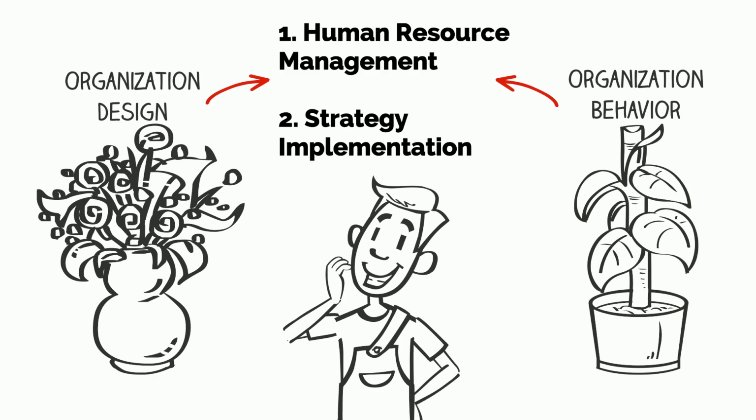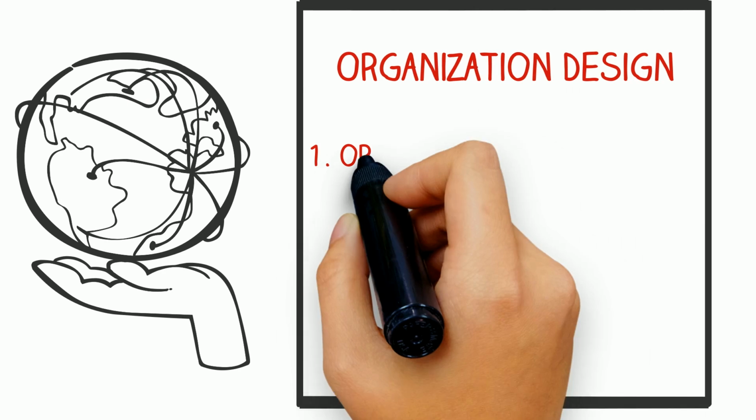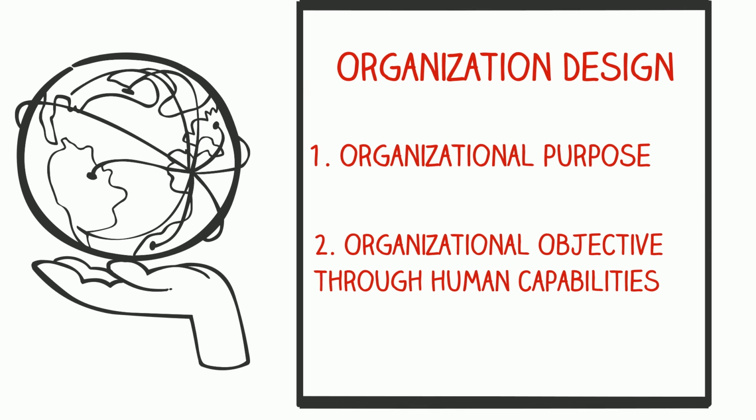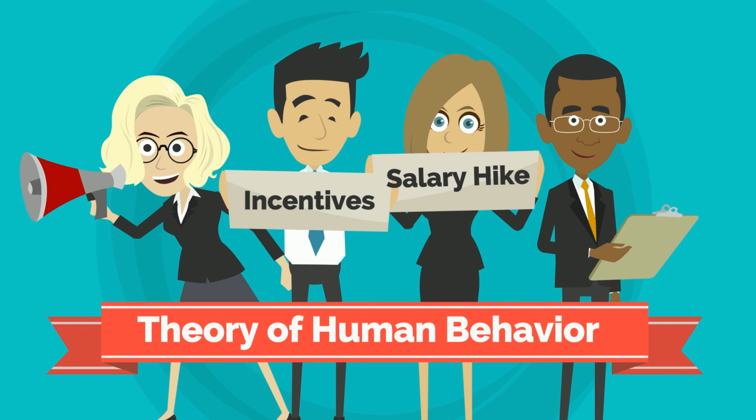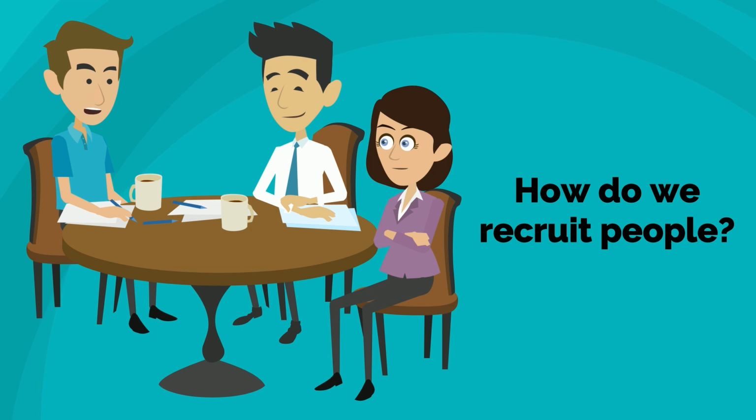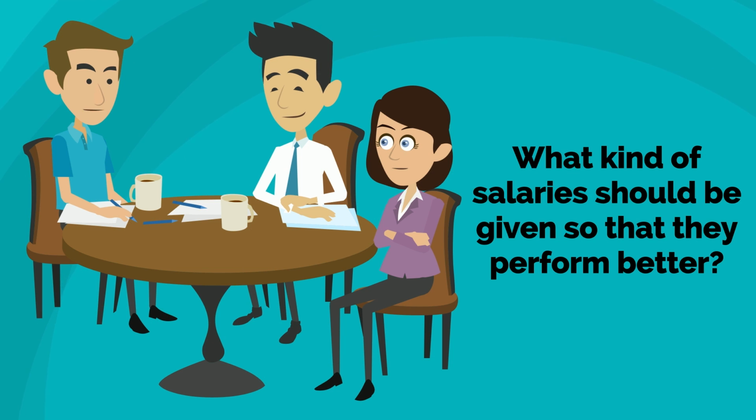Remember what I told you just some time back, that organization design is about achieving organizational purpose, organizational objective, through human capabilities. Now, when we are trying to understand the theory of human behavior, whether at the individual or group level, and convert it into thinking about how people will actually behave. For example, how do we recruit people? What kind of salaries do we give people so that they can perform better in the organization? That is largely the domain of human resource management.